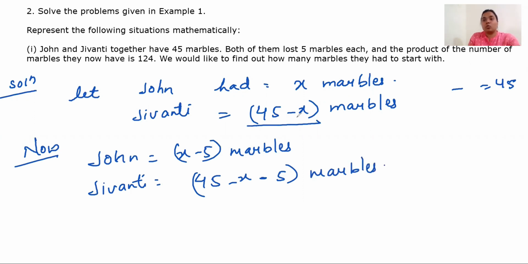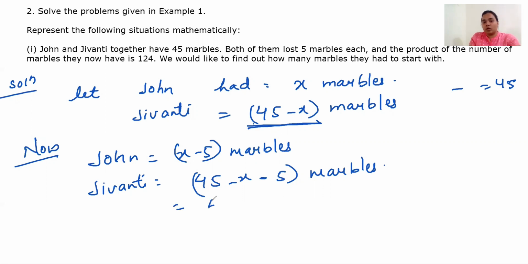In this case, don't do X minus 45, because we don't know whether John has more than 45 marbles or less than 45. And they are saying that both of them together have 45, so John will never have more than 45 marbles. So we cannot subtract 45 from X. Don't make that mistake. We do that often. So always it is 45 minus X.